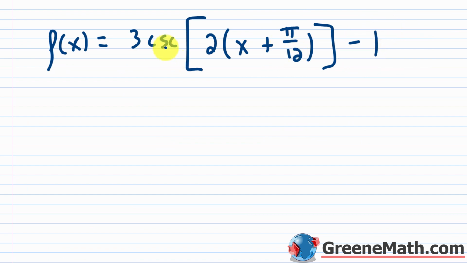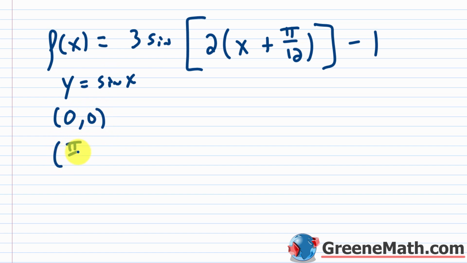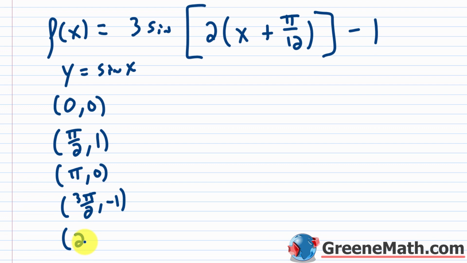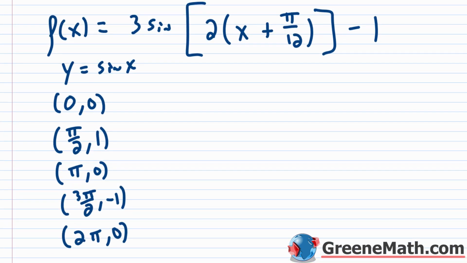I'll just go with what I have, and I'll just replace this with sine. And again, one more time, we'll just write y equals the sine of x. Hopefully you know these points at this time. So we have 0, 0, we have pi over 2, comma 1. We have pi, comma 0, we have 3 pi over 2, comma negative 1, and then we have 2 pi, comma 0. X-intercept, x-intercept, x-intercept. So just remember that.